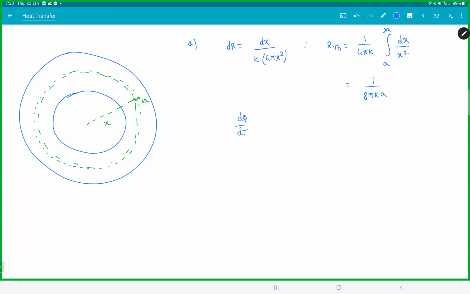dq by dt will be temperature difference delta T by R equivalent. This will be 8 pi ka times the temperature difference, which is T naught. There, first part done.